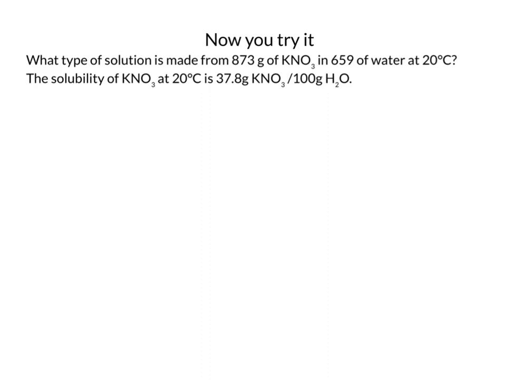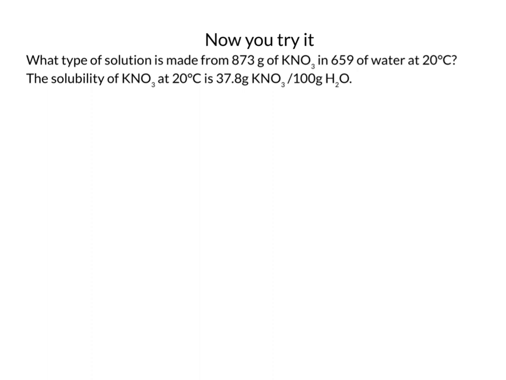If we get that exact amount for our solution, then it is a saturated solution. If we have a number that is larger than 37.8 grams of KNO3 per 100 grams of water, then it's supersaturated, and if we have a number that's less than the 37.8, we will have an unsaturated solution. So now all we have to do is find out what we have in our solution.